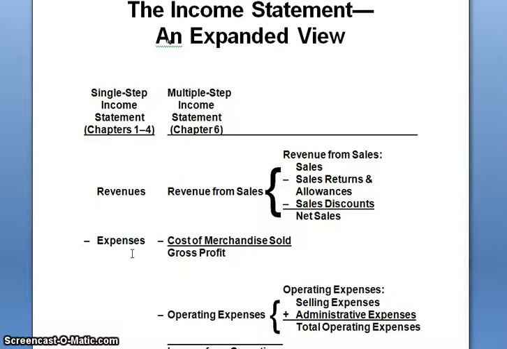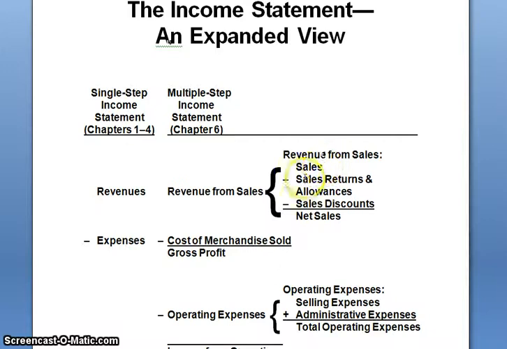All right, with this section, I just wanted to talk about a few things that I haven't spoken too much about yet. The income statement that you have been working with, that we've been talking about, is really called the multi-step income statement. Okay? And the multi-step income statement starts off with the revenue from sales, right?